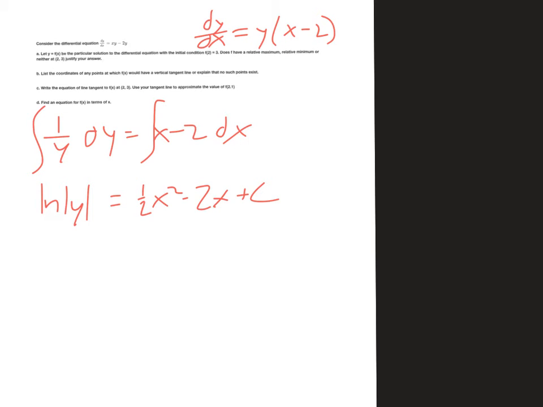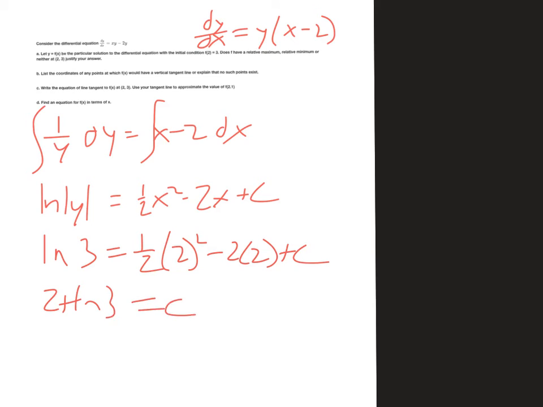So we can solve for y first and then solve for c, or we can solve for c and then solve for y. I like to solve for c first. So this is natural log of 3. Hey, where'd the absolute value go? Well, the absolute value of 3 is 3. Plug in 2. So then the 1/2 times 2 squared, well, that's just 2, and then minus 4, so that gives me negative 2 on the right. Add that to the left side, and we get 2 plus ln of 3 is equal to c. So sort of an uglier c value here, but that's all right.